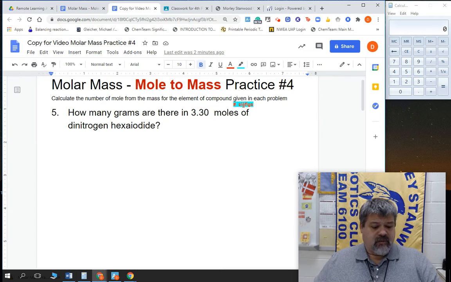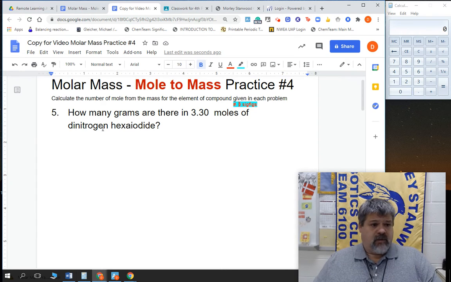It means the zero is significant. So the number that we're going to put right in there is going to be 3. So we have 3 significant figures. So our answer needs to be in 3 significant figures. So let's go ahead and figure out what is the formula, because we have to have the formula of this compound in order to determine the molar mass.